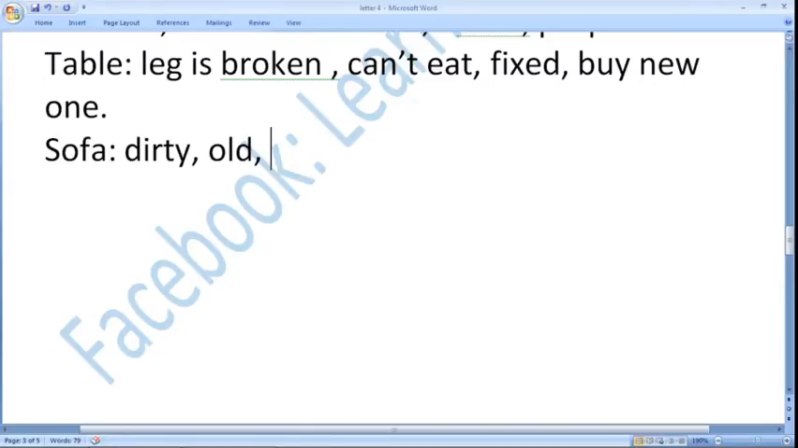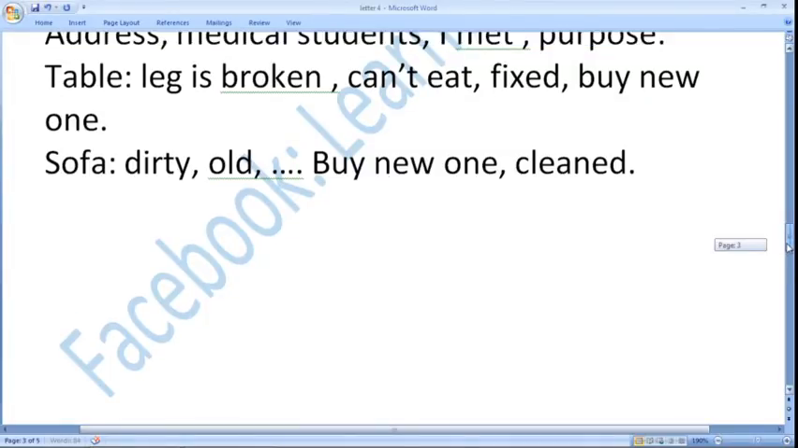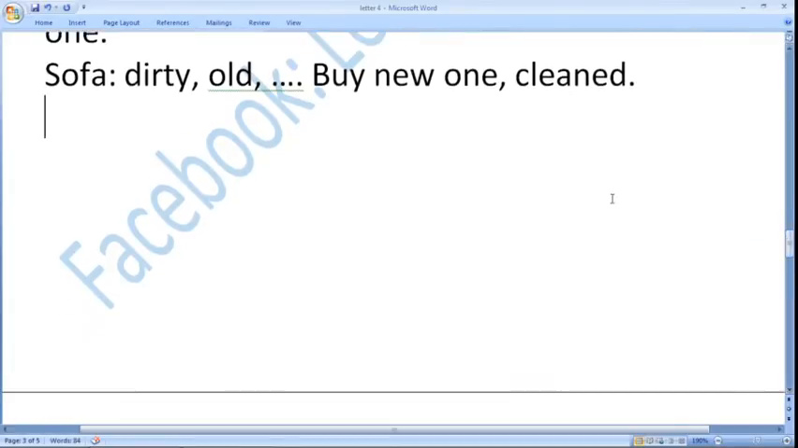And what would you like him to do? Buy a new one, or, as it is dirty, get it cleaned. So these are my ideas that I would write. After that I have to decide how I would organize my letter, the organization of my letter.